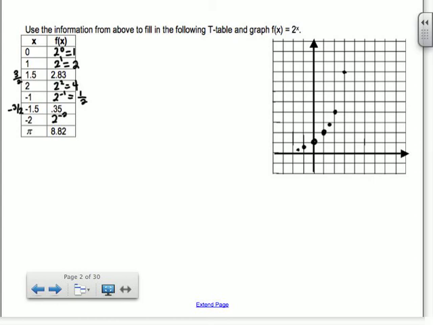2 to the negative 2. What does that mean? 1 over 2 squared, right? So 1 over 4. And then 2 to the pi was way up there past 8, so like right here. All right, so we end up with this kind of curve. Really similar to our M&M activity, but now it's going up. Our M&M went down, right?